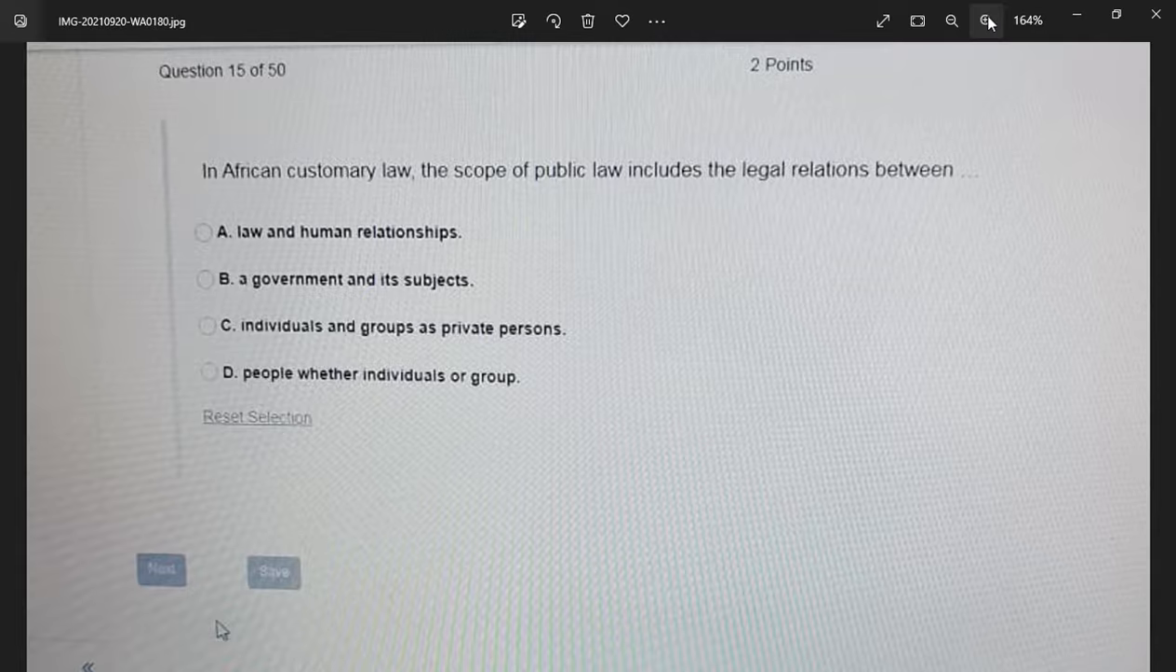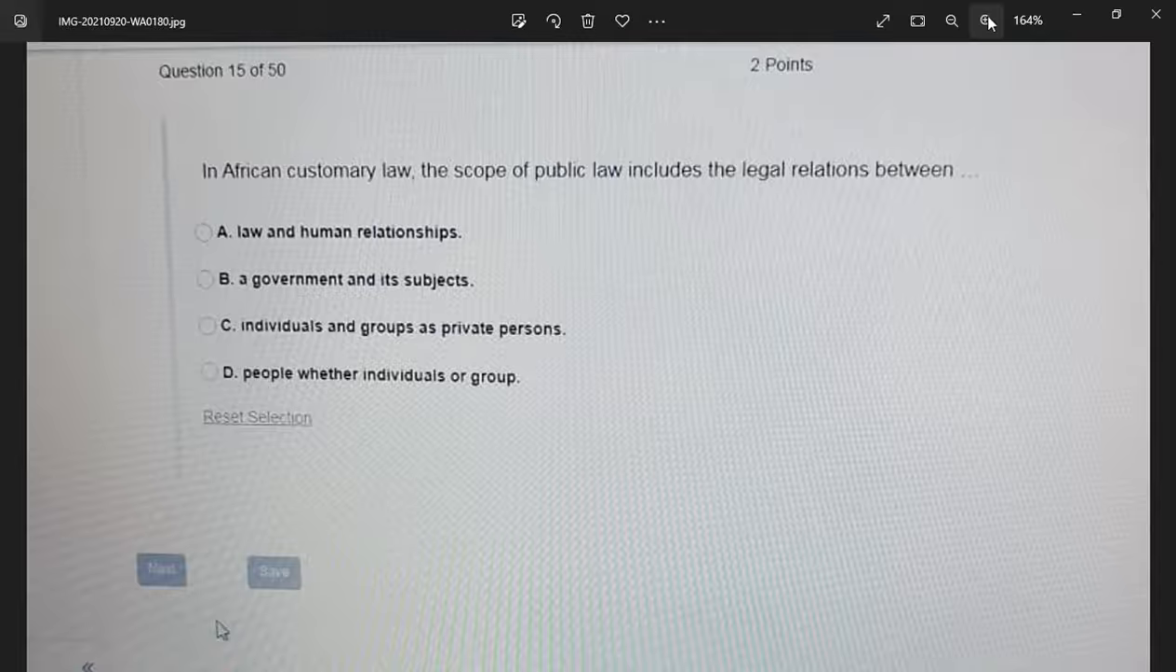In African customary law, the scope of public law includes the legal relations between. My answer is option B, which I found on page 3 of the study guide. A government and its subject. We are talking about public law. So public law, you need to know this, you guys. If you don't know this, I don't know.